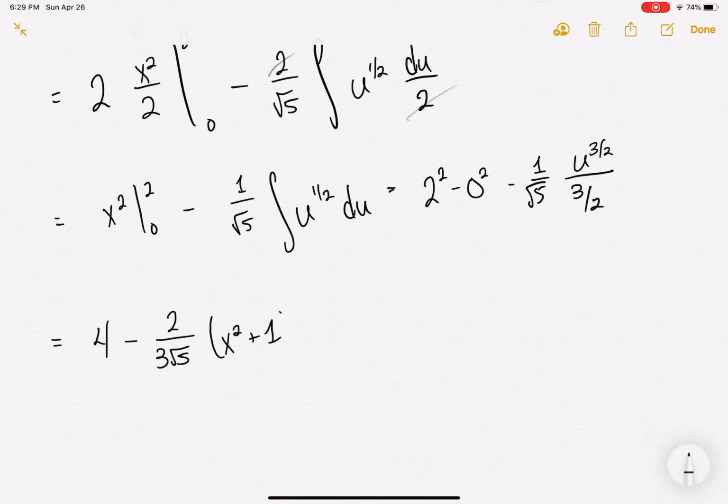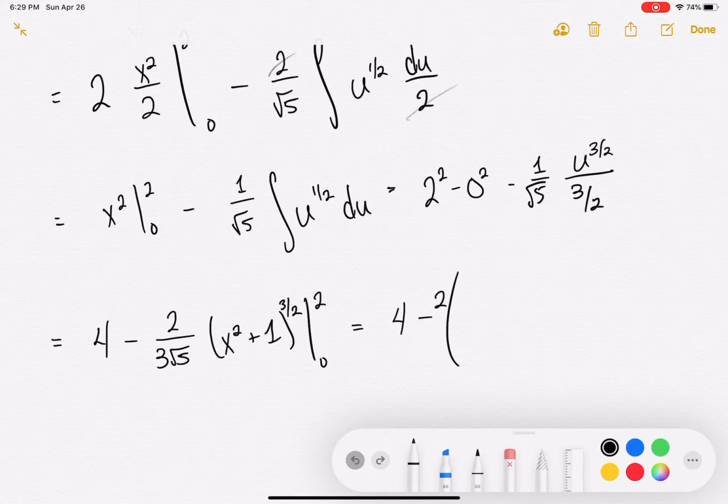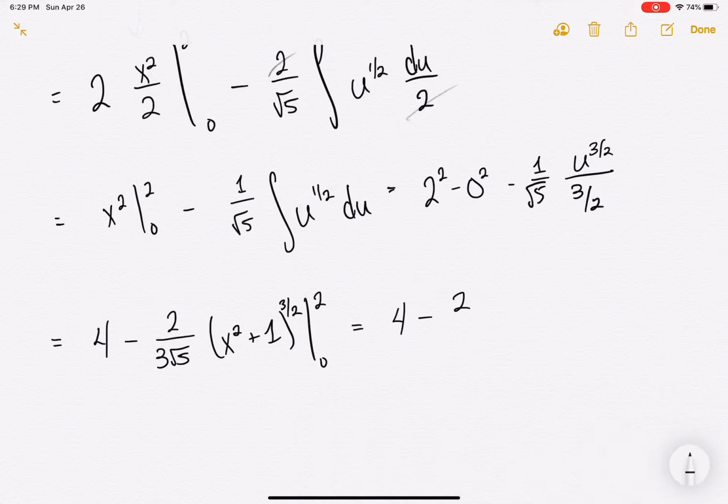X squared plus 1 to the 3/2 from 0 to 2. And so this is 4 minus 2 over 3 root 5. Rewrite that because that was poorly written. 2 over 3 root 5. And then this piece, the fundamental theorem of calculus, goes in two separate terms. So this is 5 to the 3/2 minus 1 to the 3/2.